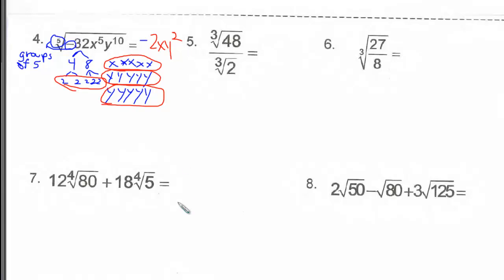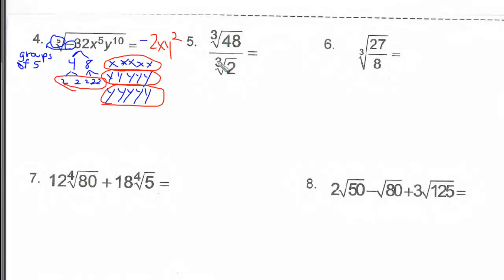Also remember that you can divide the index into the power underneath the radical. 5 goes into 5 one time, so I only pull out 1x. There's nothing left over, so nothing stays underneath the radical. For the y's, 5 goes into 10 2 times. Let's look at the next example.